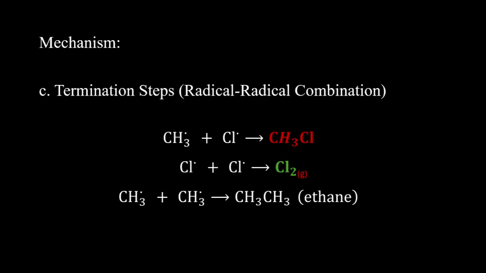Finally, we have termination, the step that stops the chain reaction. This happens when 2 radicals collide and combine, forming a stable molecule. There are 3 possible combinations. A methyl radical combines with a chlorine radical to form methyl chloride. That's actually another way to make our product. 2 chlorine radicals combine to reform chlorine gas. 2 methyl radicals combine to form ethane, a byproduct. Once radicals are consumed, the reaction stops.